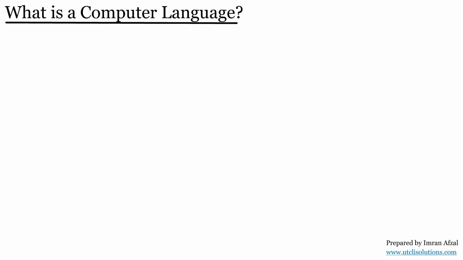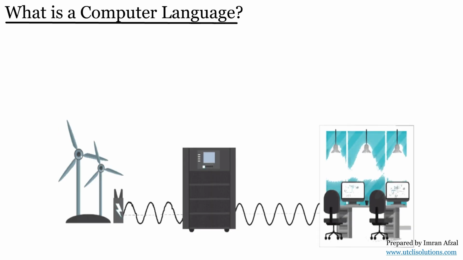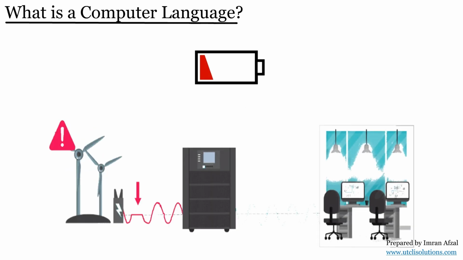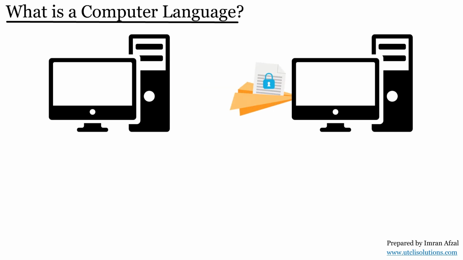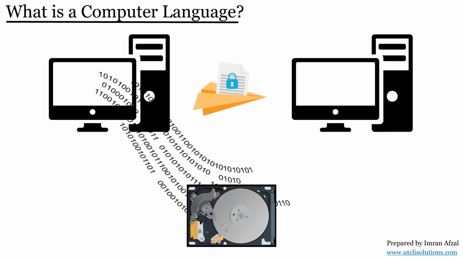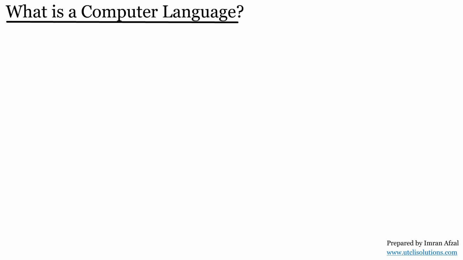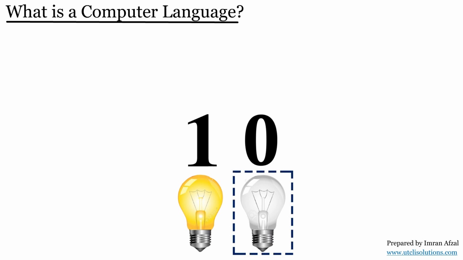Now, where is that 0 and 1 comes from? Your computer runs on electricity. If you unplug the power or if your battery runs out of your laptop, your computer will shut down, right? So computer to transmits the data, to save that data, it actually uses 0 and 1, and that 0 and 1 concept came from the electricity. 0 means off, and 1 means on.